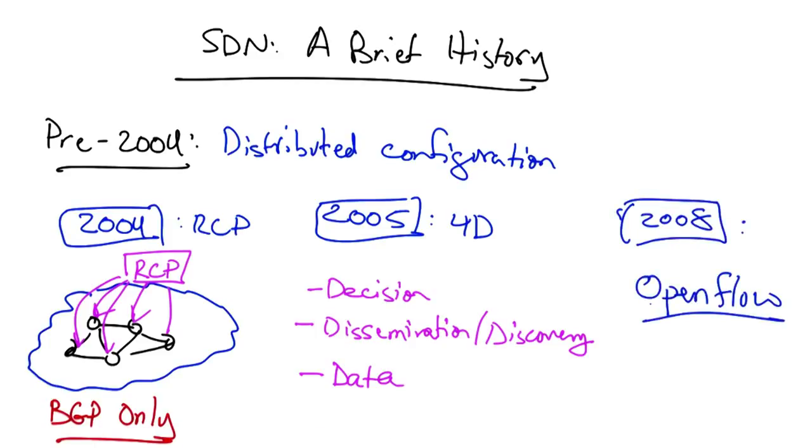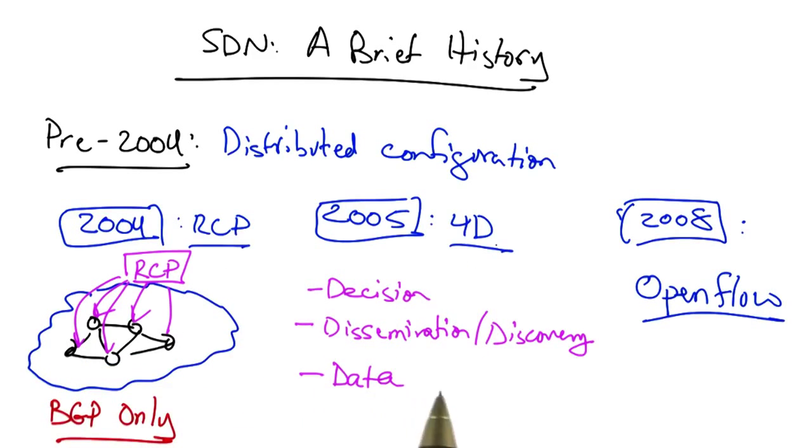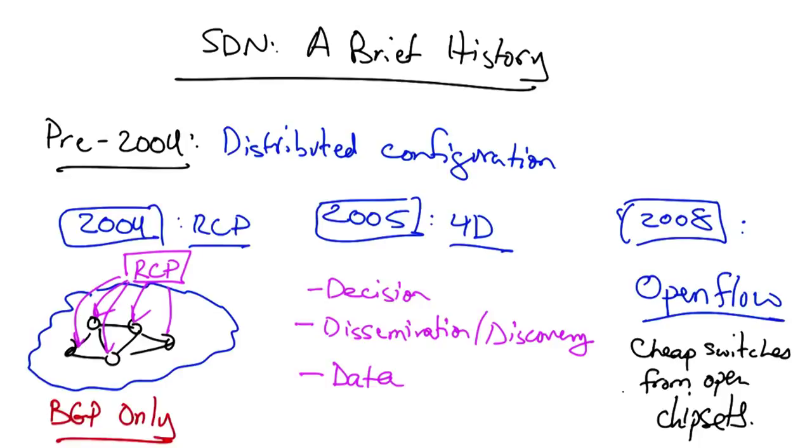Around 2008, these concepts effectively hit the mainstream through a protocol called OpenFlow. OpenFlow's intellectual roots are with the RCP and 4D, but OpenFlow was made practical when merchant silicon vendors opened their APIs so that switch chipsets could be controlled from software. So suddenly there was an emergence of cheap switches that were built based on open chipsets that could be controlled from software. This development effectively allowed us to decouple the control plane and the data plane in commodity switching hardware.